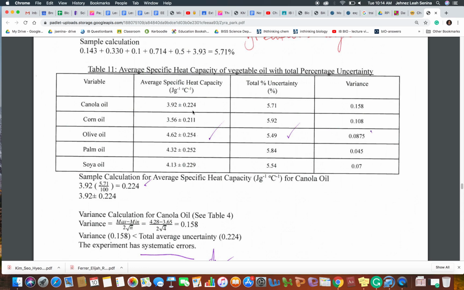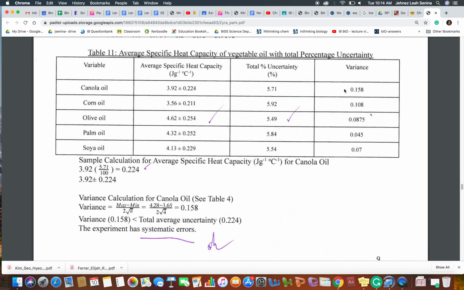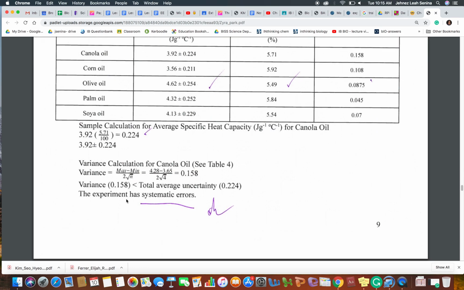Okay. This is now analysis. Earlier, we said variance 158 is greater than 0.154, right? So we said it's random. But look now. It's now less than. Please think with me. It's now less than your absolute uncertainty. So what does it mean? Not only do you have random errors, you may have systematic errors. So this experiment also has systematic errors, she said.